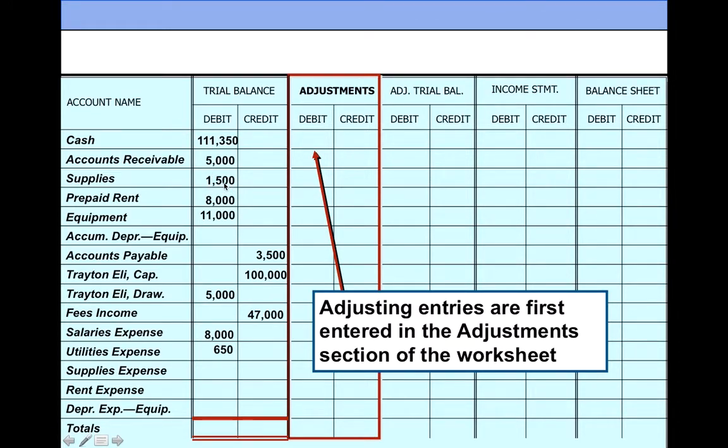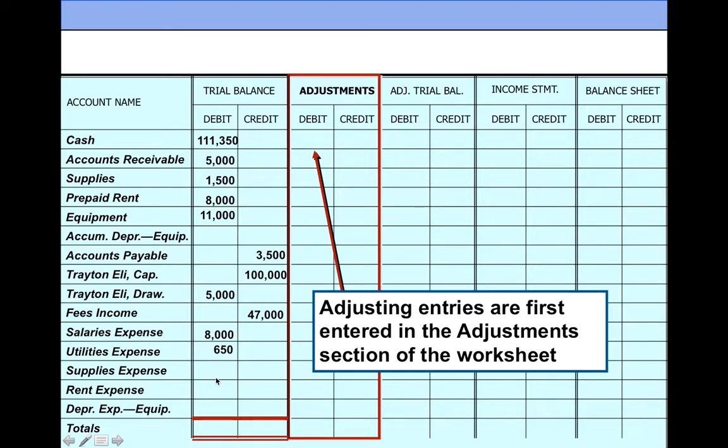But now it's a month later. Do I still truly have $1,500 worth of supplies left? I have to actually look at my supplies, do the inventory, and see, well, how much of this $1,500 is gone? How much of these supplies have we used up? And whatever amount we used up, we need to adjust it. So we need to move part of the supplies that have been used up into the account supplies expense. So we will decrease our asset supplies and we will increase our expense.